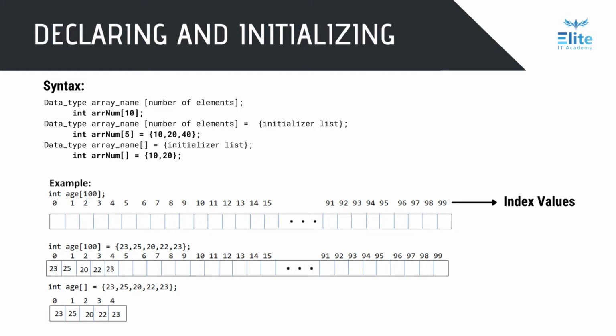Finally, you need not specify the number of elements in the array if you have a fully populated initializer list. The compiler will count the number of elements in the initializer list and set up the array accordingly. In the third example out here, the array has two elements.